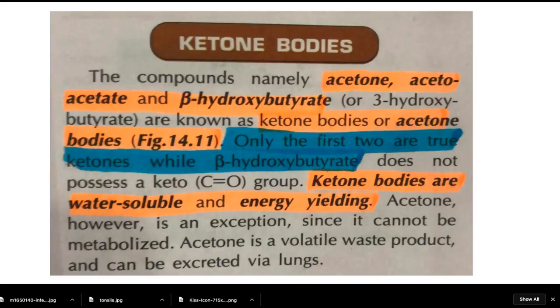I'm proceeding further. So next is ketone bodies, which are already partially discussed in your group, and I have posted a good PDF which is more than sufficient to crack most of your questions. But this is a textbook area where you have to focus to get a better command. Okay, so the compounds namely acetone, acetoacetate, and beta-hydroxybutyrate, which is also called 3-hydroxybutyrate, are known as ketone bodies or acetone bodies. So these are the three ketone bodies. They can ask you which of the following is a ketone body. All of the following are ketone bodies except, and you need to identify that exception. This is the most commonly asked question.